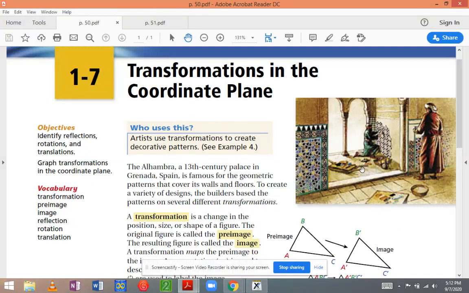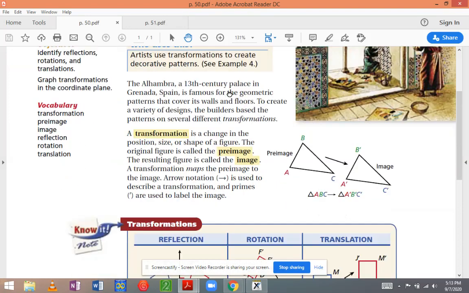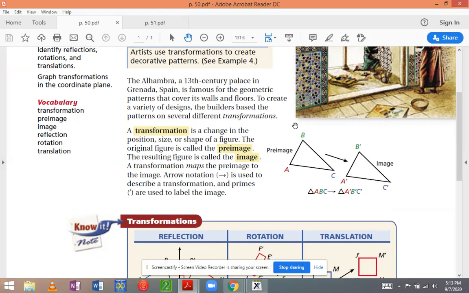Okay, welcome back, everybody. We are starting the last section of our first unit. The topic is transformations, and there's three types of them that we're going to take a look at today. First of all, what is a transformation? A transformation is simply a change in the position or size or shape of a figure.